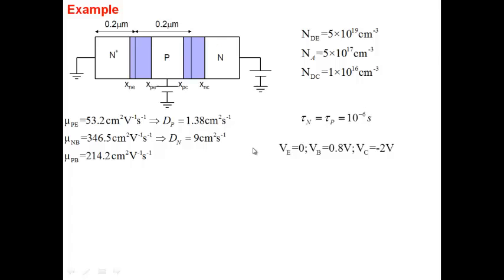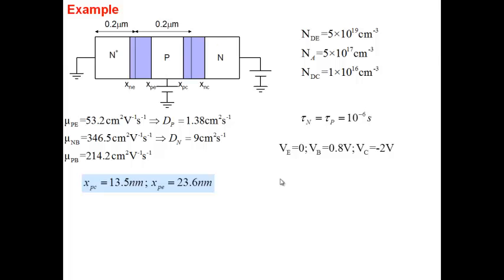When I look at current gain, I'm of course looking at it in forward active. So I'm assuming the emitter is ground, the base is about 0.8 volts forward bias, and the collector voltage VC is not -2, it's +2 here. So the collector-base junction is reverse biased, and the emitter-base junction is forward biased.